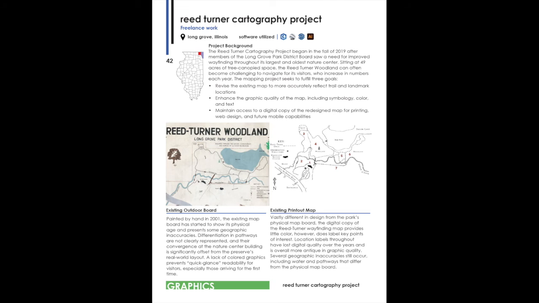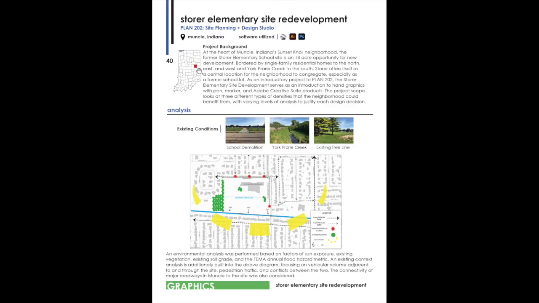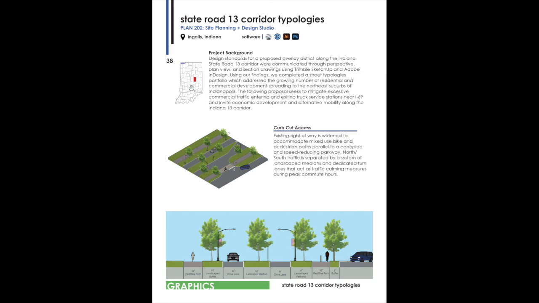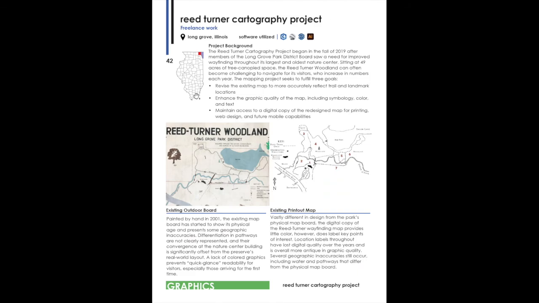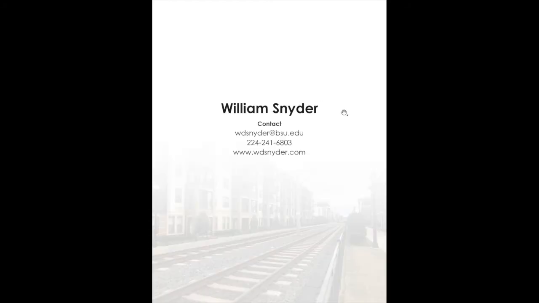Cartography projects, so a volunteer project that Will did for his local park district. You can see the key map of Illinois here that orients the reader to exactly where it is, and you can see how those key maps work to orient the reader for each of the localities. So he added this to the graphics section as freelance work, software utilized, kind of a clever way of including that. That completes Will's portfolio with his contact information.